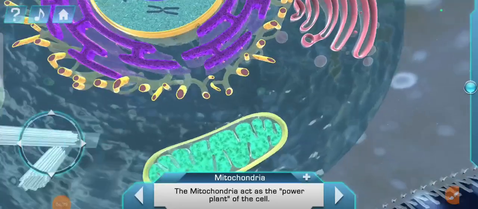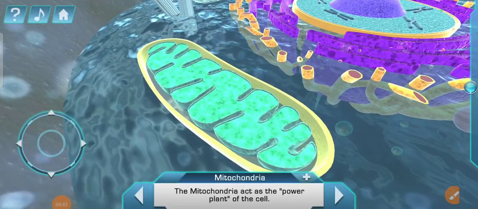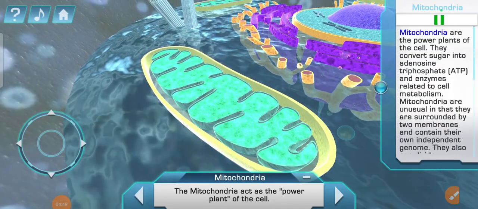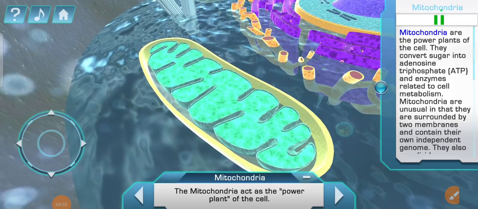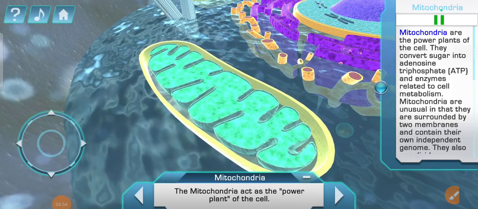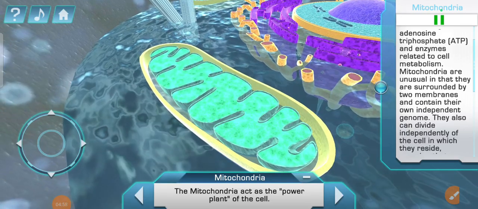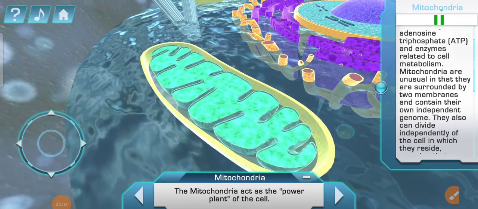The next structure is mitochondria, the powerhouse of the cell. The mitochondria act as a power plant of the cell. They convert sugar into adenosine triphosphate, ATP, an enzyme related to cell metabolism. Mitochondria are unusual in that they are surrounded by two membranes and contain their own independent genome.